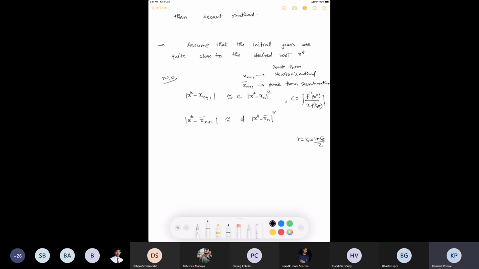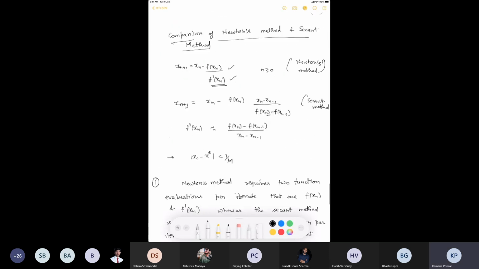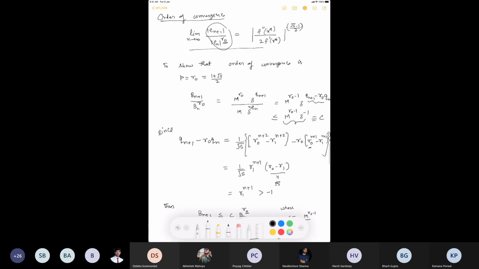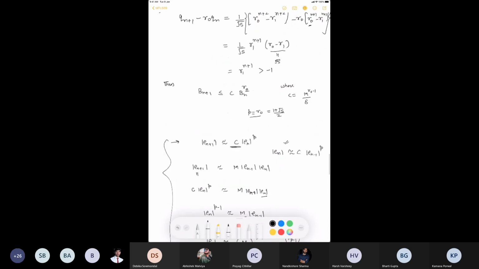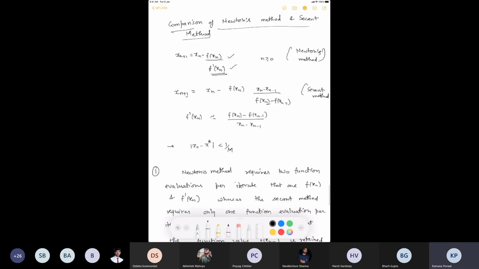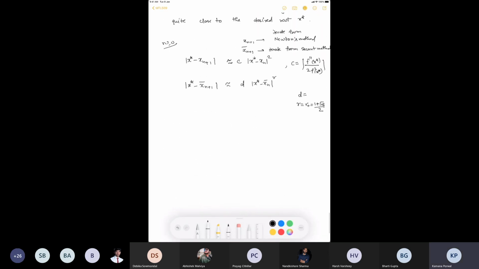Okay, and what is d? D is nothing but, as I already mentioned, but I did not show it explicitly, it is this factor, right? So if you just try to see this power here, this is nothing but r naught minus 1. Okay, so it's the same factor that we have in Newton's method, but we have a different power. So it is going to be c raised to power r minus 1.